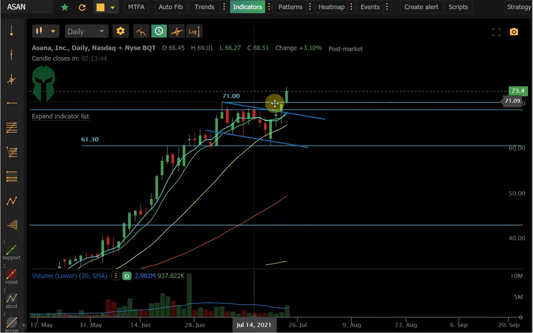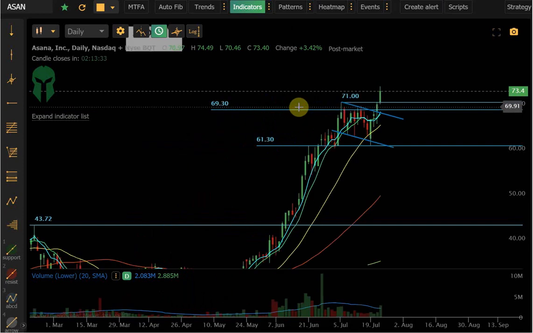Let me just walk through this. See how that open gets you right here, right? See this line right here? That's the line I wanted to cross. It's 69.30. That's the line I wanted to cross.